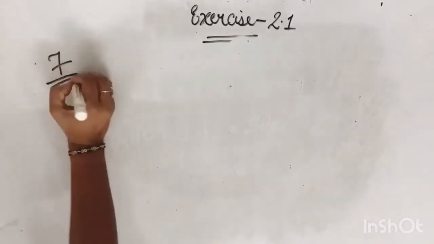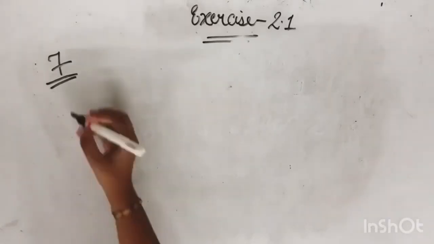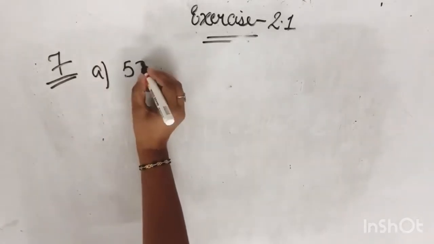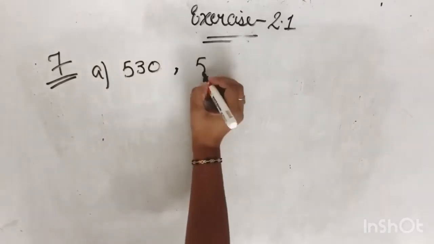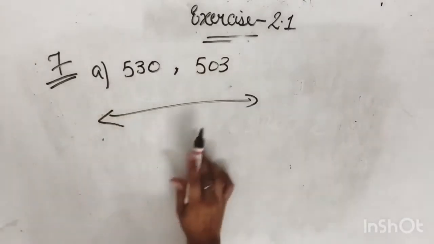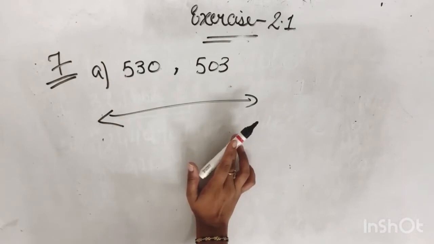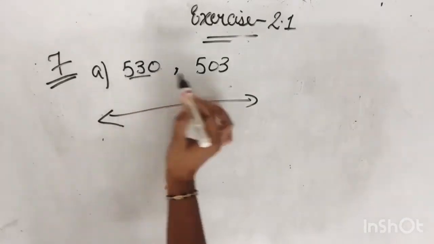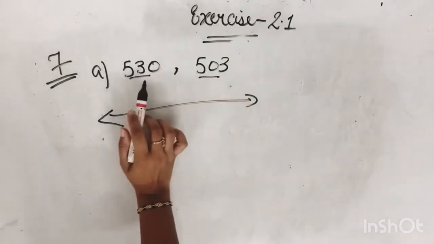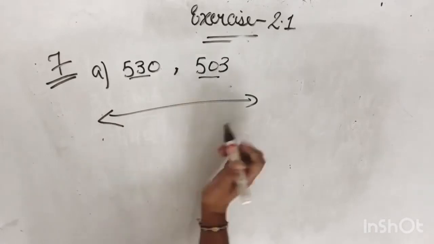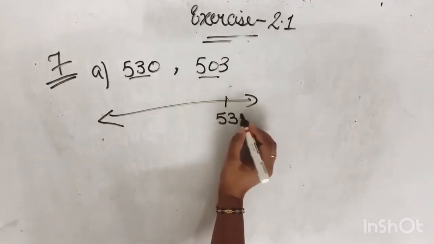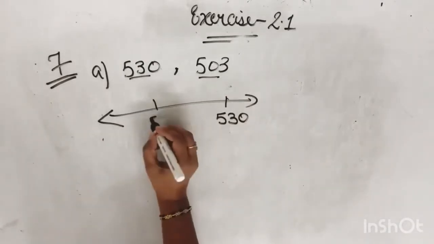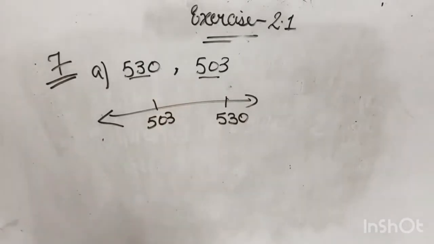Seventh question. State which whole number is on the left hand side of the other number on the number line. Like the first part, we have 530 and 503. Now we know that on a number line, the greater number lies on the right hand side of the smaller number. Now which number is greater? 530 is greater than 503. It means 530 will lie on the right hand side and 503 will lie on the left hand side.